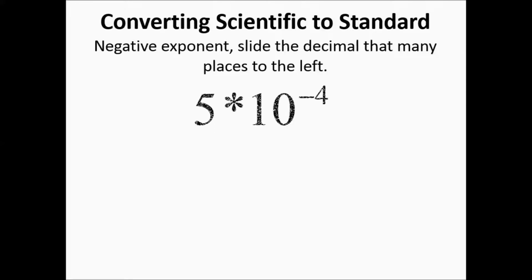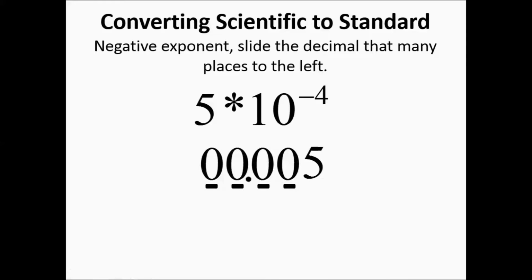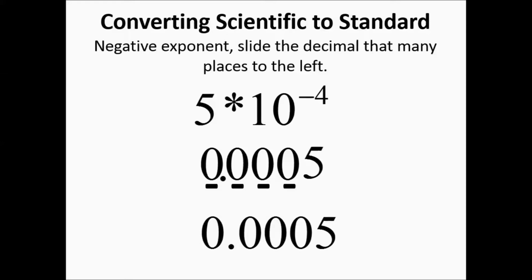So we're going to do another one. We have 5 times 10 to the negative 4. So this one you're going to start with 5 over on the right, and the decimal is going to slide 4 to the left. So you're going to need a total of 4 zeros, with the first one holding a place value. So this one's going to be, let's see, we have our place values, tenths, hundredths, thousandths, 10,000ths. So this would be 5 10,000ths.